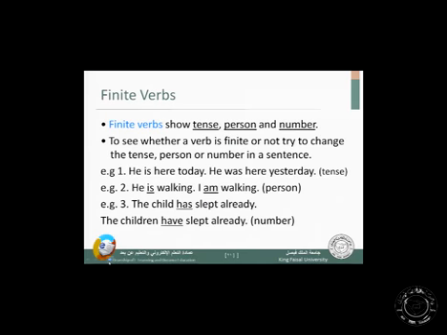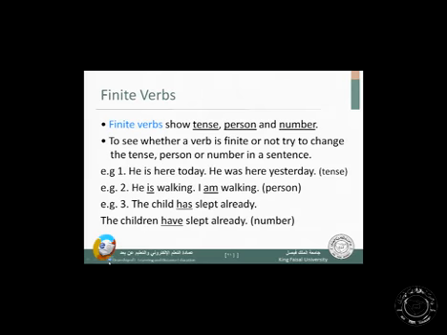Another example, "he is walking." If we change person in this sentence, if we say I, so instead of third person, we use first person, instead of he, we use I, you will notice that the verb to be changes. So "he is walking" becomes "I am walking." When we change person, the verb to be changes, and this means that it is finite. But you notice that the verb walking did not change. So walking in this sentence is not finite. But the verb to be is finite, because when we change the person, the verb changed with it, okay?